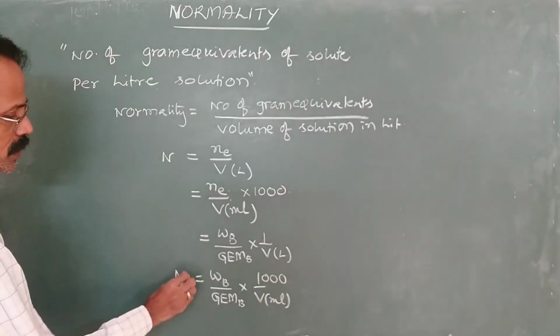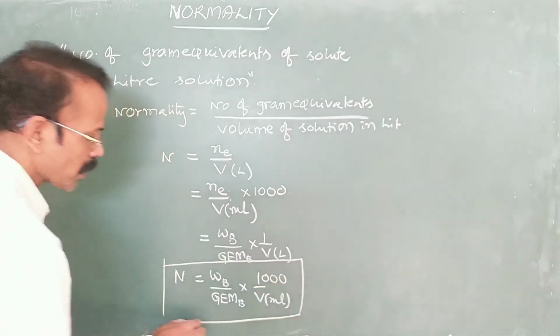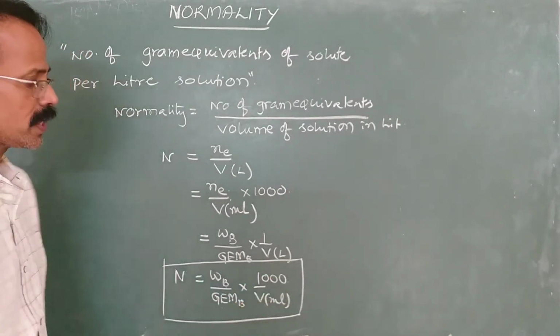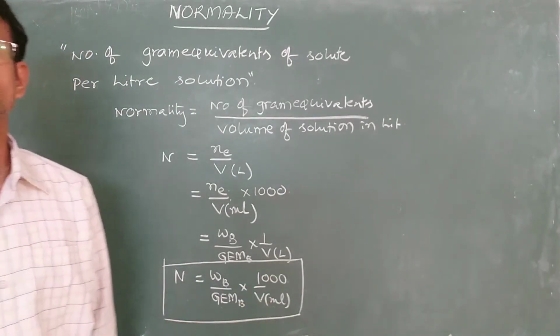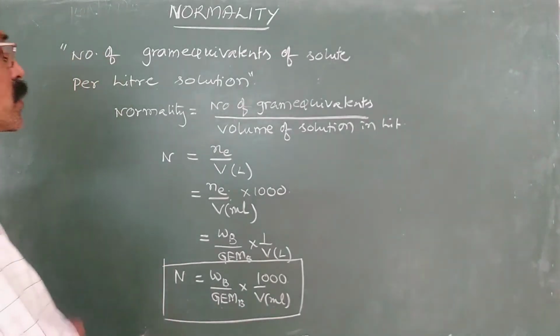So now normality is equal to weight by gram equivalent mass into 1000 by the volume of the solution in milliliters, right? So this is another useful formula for normality. Okay, coming to the units of normality.